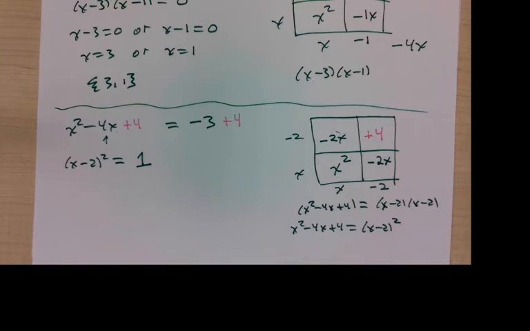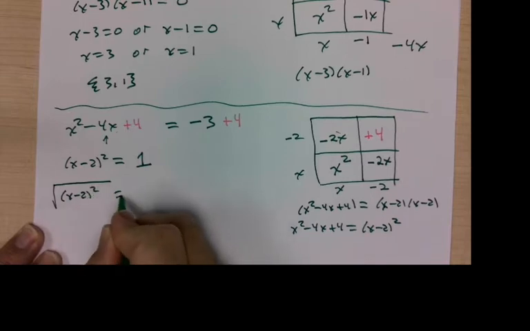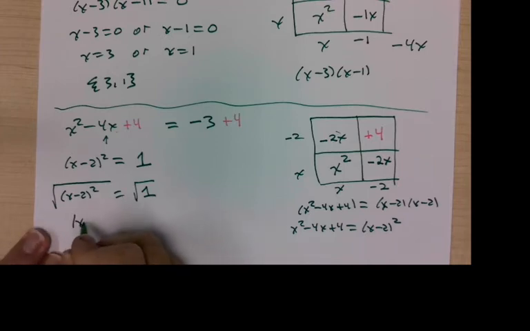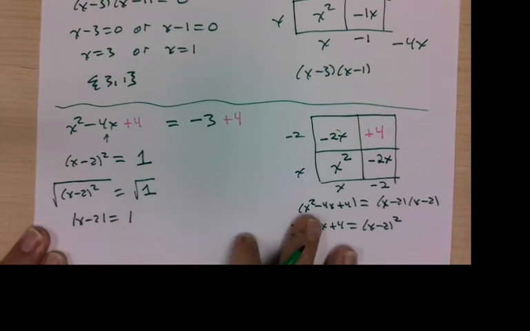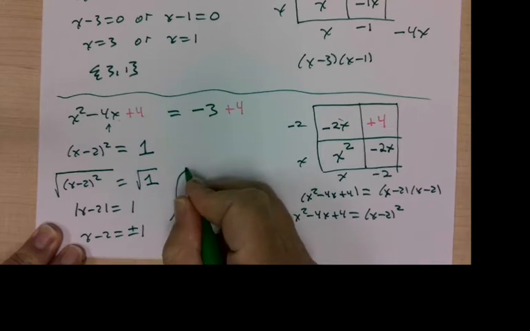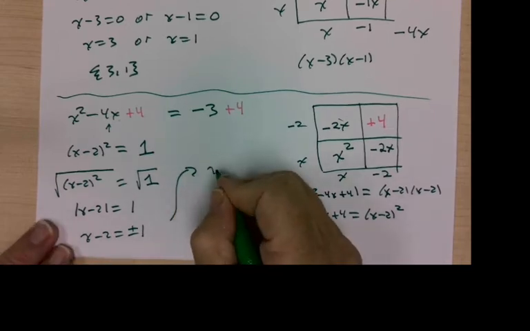Now I can go ahead and take the square root of both sides, but be careful when you do that. We're going to need a plus or minus. We're going to need an absolute value, something like that. Square root of x minus 2 squared is square root of 1. So the absolute value of x minus 2 is 1. So x minus 2 is plus or minus 1. So that means x is 2 plus or minus 1.